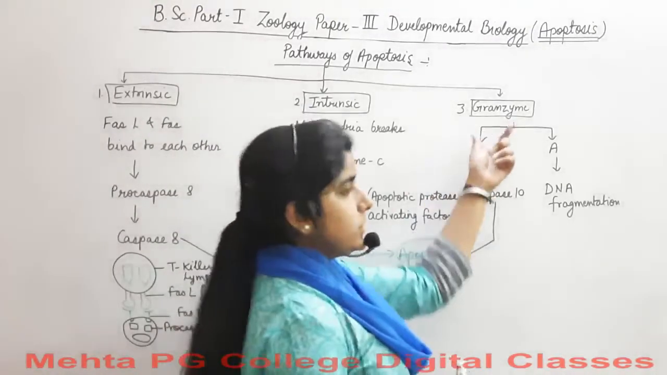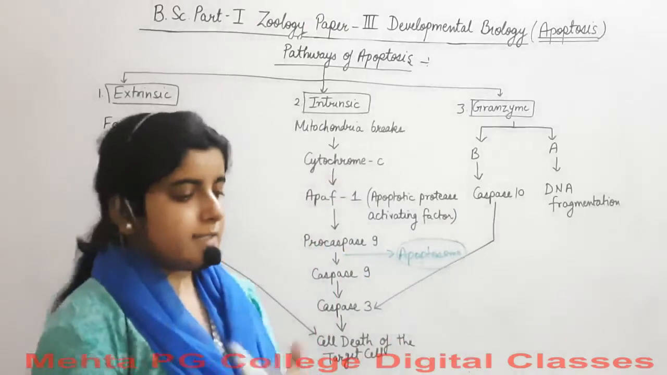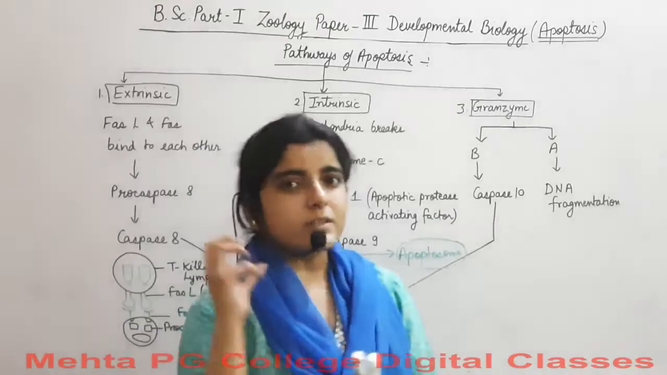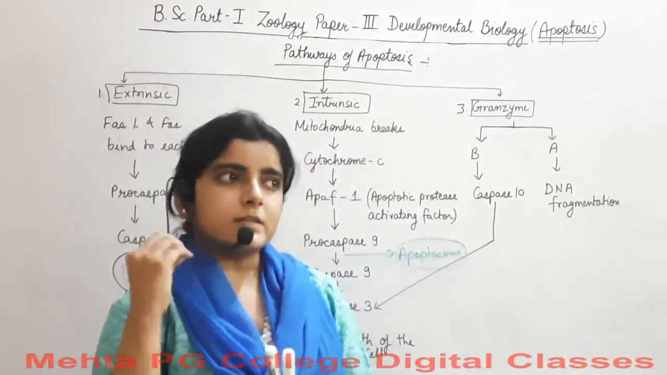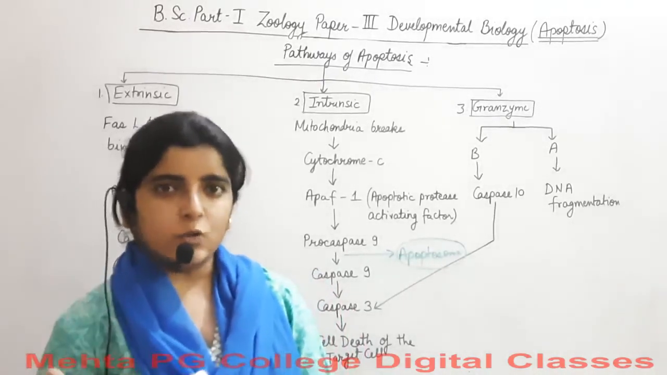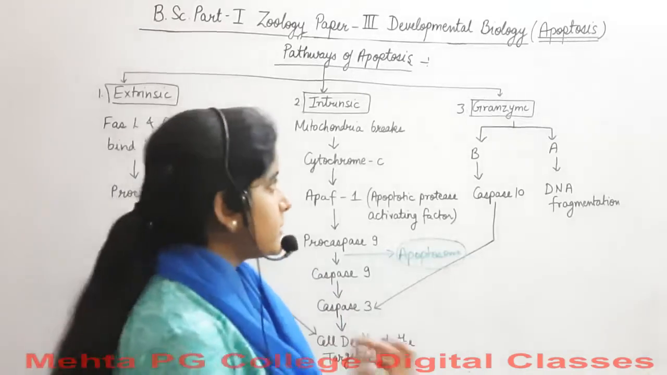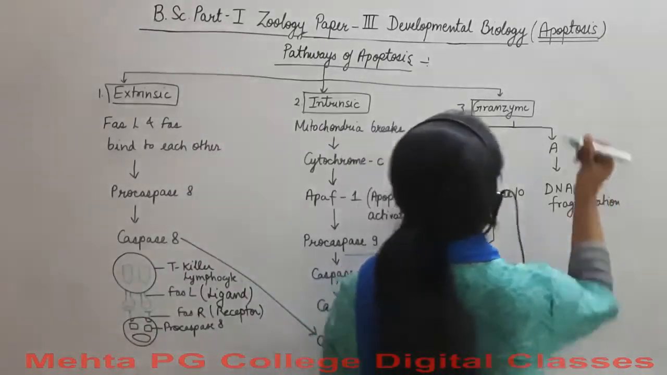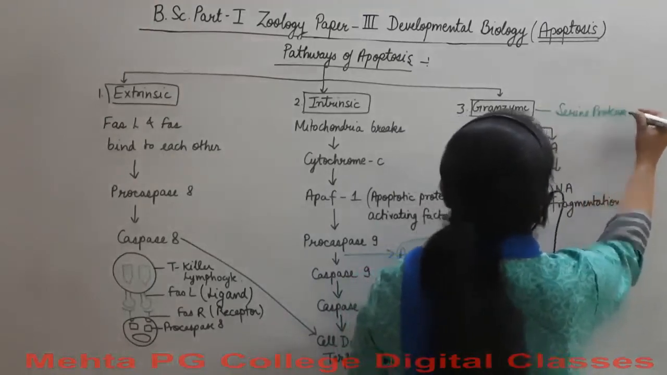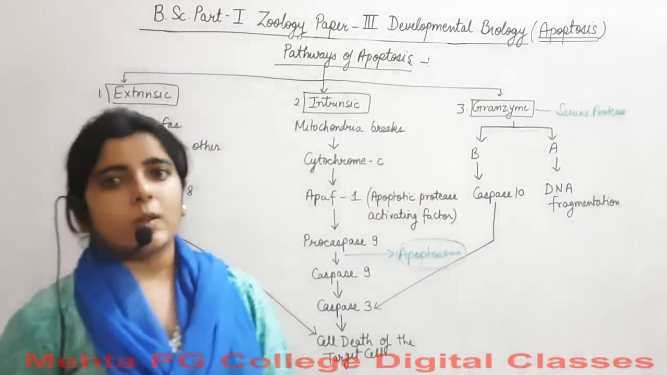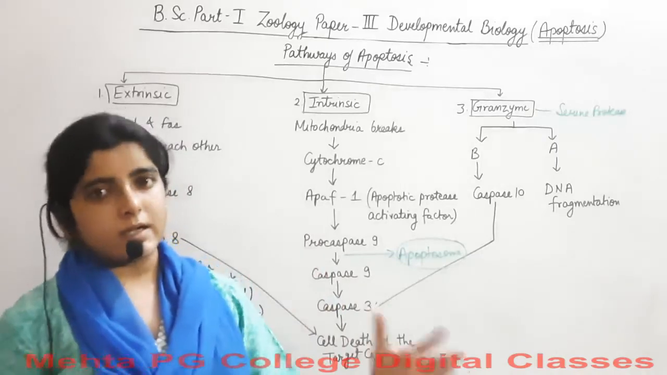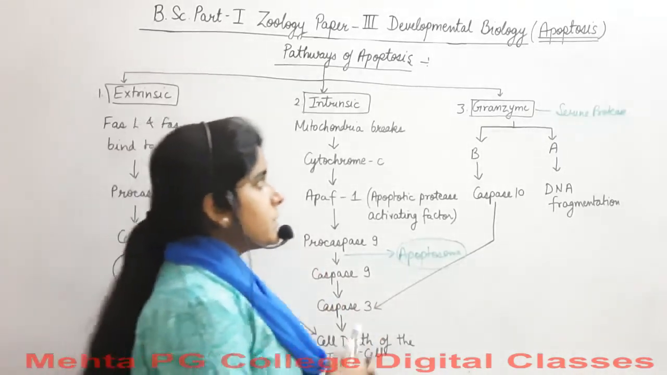Thirdly, we talk about the granzyme pathway. What are granzymes? Firstly, we will discuss that. Granzymes are nothing but granules present in the cytoplasm of the cell. They are just granules present in the cytoplasm, and they are serine proteases. They have the function of protease. They are serine proteases, which means the serine amino acid is attached to them.